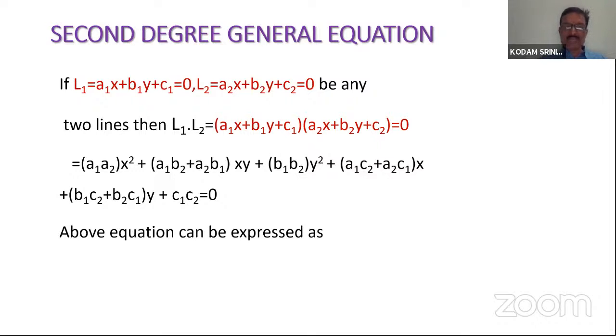So the above equation can be expressed in the form ax square plus 2hxy plus by square plus 2gx plus 2fy plus c equal to 0. In the above equation, we have the x square term, xy term, y square term, x term, y term and constant term, all there. That's why the above equation can be represented as ax square plus 2hxy plus by square plus 2gx plus 2fy plus c equal to 0.